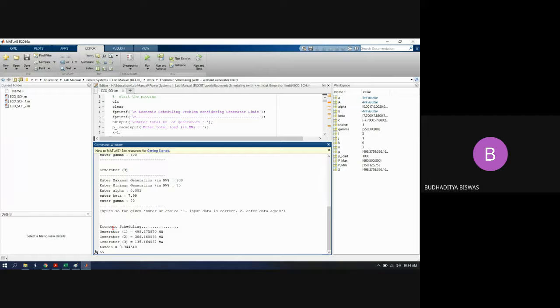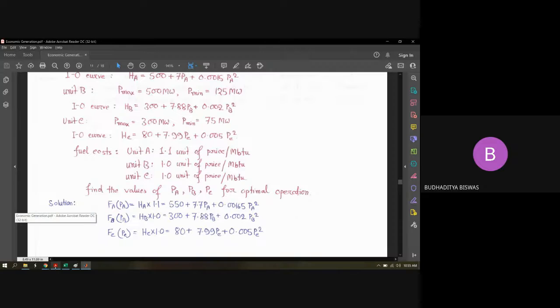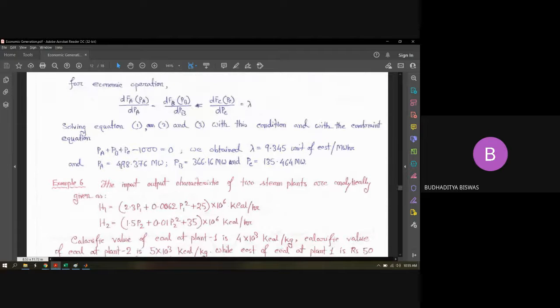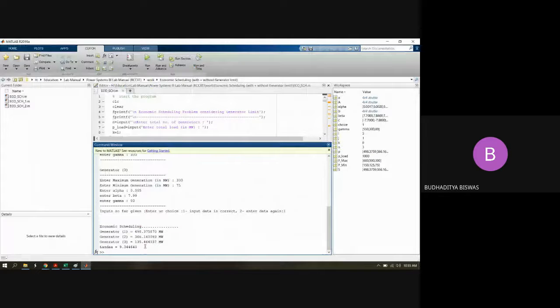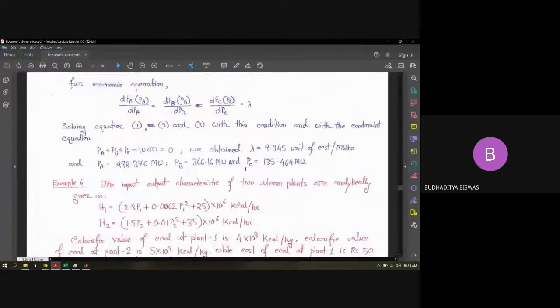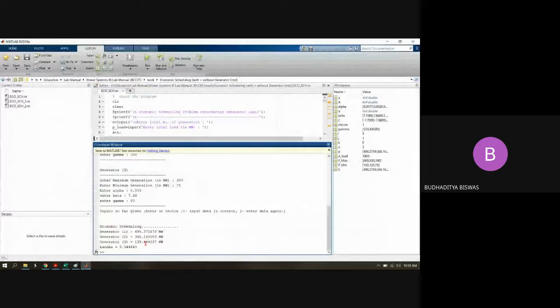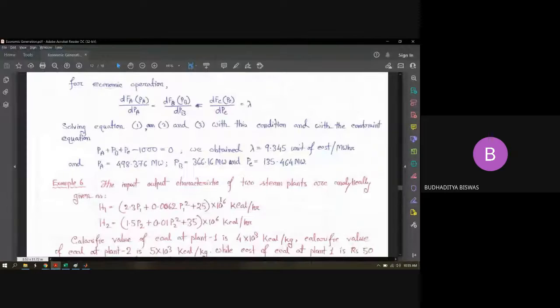So this is the economic scheduling. Generator 1 should generate 498.376, generator 2 366.16, generator 3 135.464, and the lambda value is 9.345. So that means this solution matches exactly what is written here.